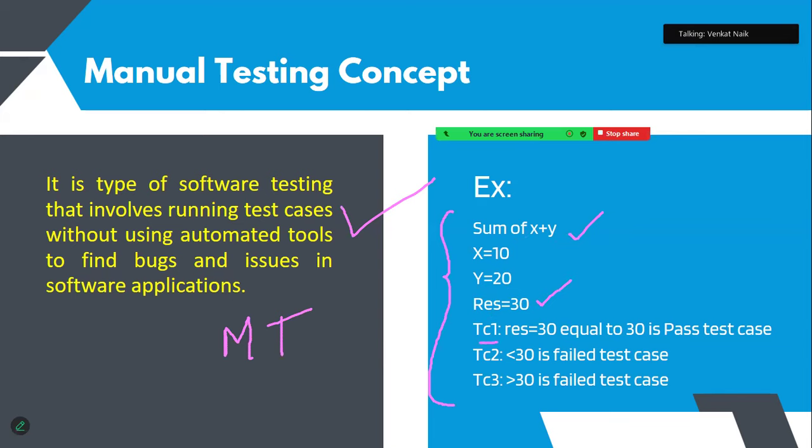Test case one is what? Whenever you perform the sum between 10 and 20, we expect the result to be 30. Is that going to give you 30 or not? We are going to check that as one test case. If it is equal, the test case is going to pass. If the result is less than 30, obviously this is a failed test case. If it is greater than 30, also a failed test case.